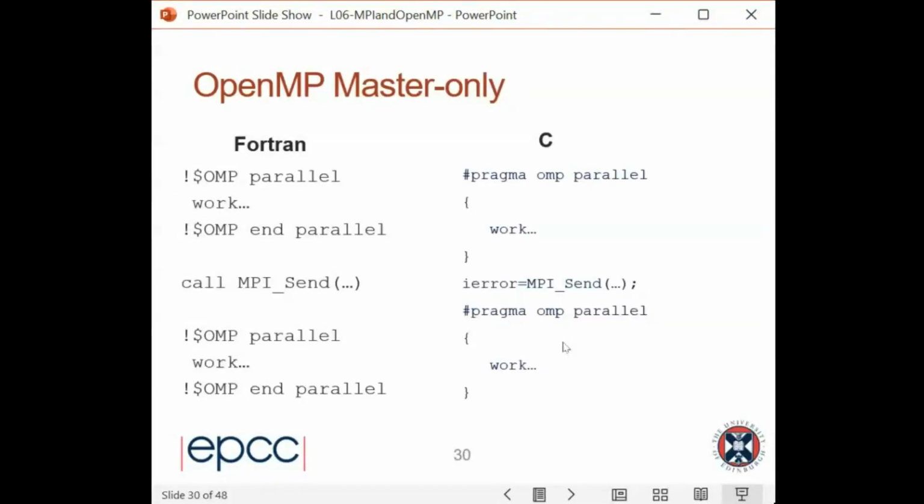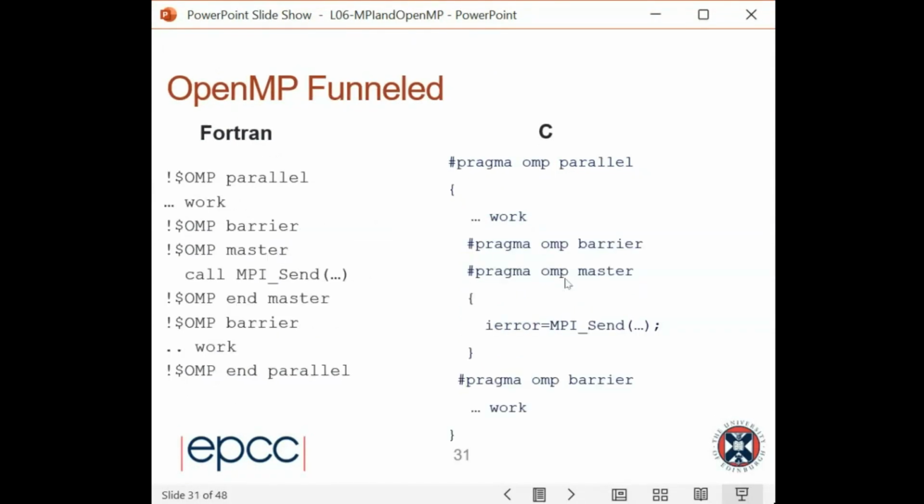So OpenMP master only, as we've seen, you just have a program which does work, halo swapping, for example, and work, and you accelerate the work here, but you don't do anything with the communication. So the communication is entirely outside the parallel region. So OpenMP will spawn multiple threads here, but at the end, only thread 0, which is identical to the parent process, carries on. So as far as MPI is concerned, this is just a normal program. It doesn't see anything funny at all.